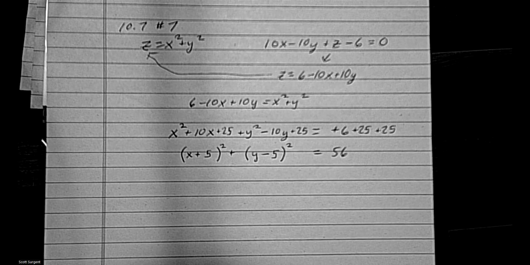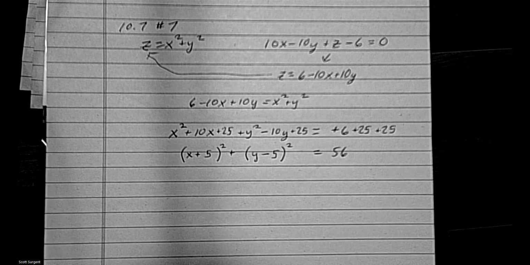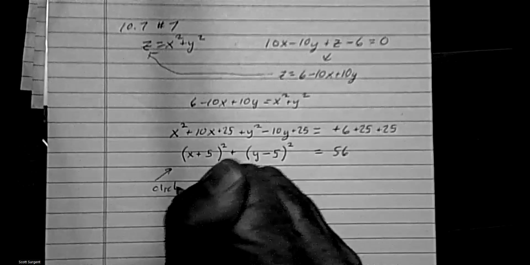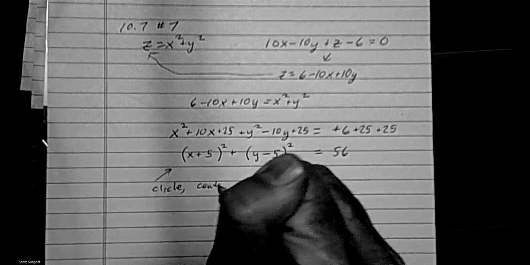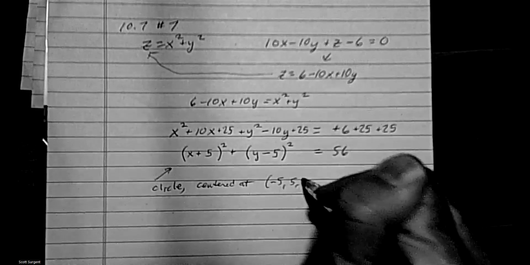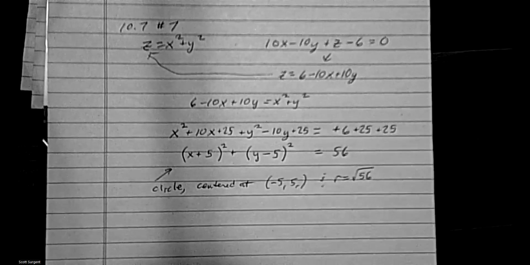Okay. So I'm just going to review. I want to make sure I didn't screw something up here. So basically, I was writing all this to bring these over. I said I left the 6, so that should be a +6. So I'm feeling pretty good about that. All right. So what I have here is a circle. This thing is a circle. It's centered at (-5, 5), and its radius is square root 56.